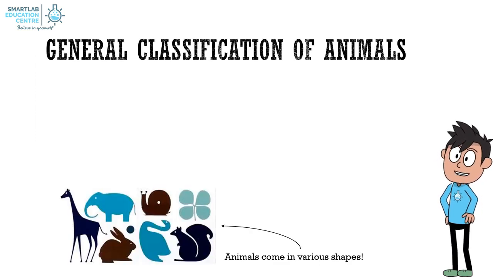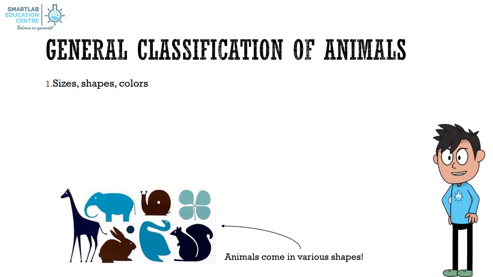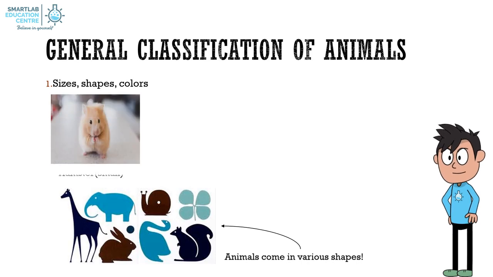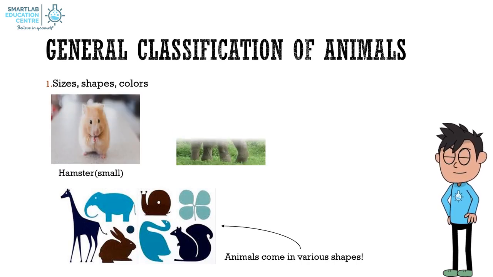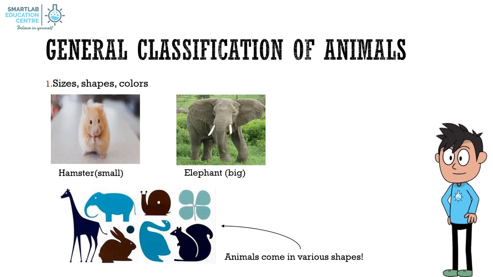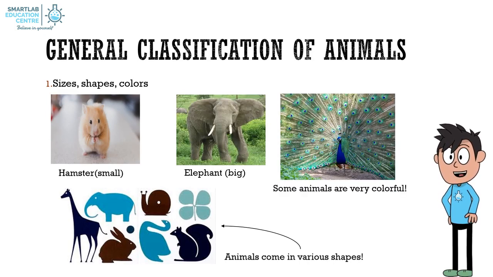General classification of animals. They come in different sizes, shapes, and colors. For example, there are small animals like hamsters and big animals like elephants. Some animals, such as peacocks, are very colorful.